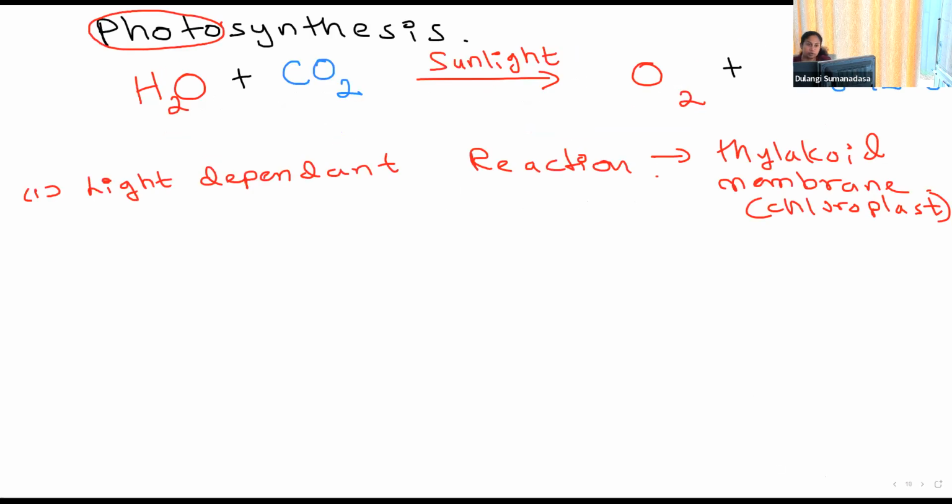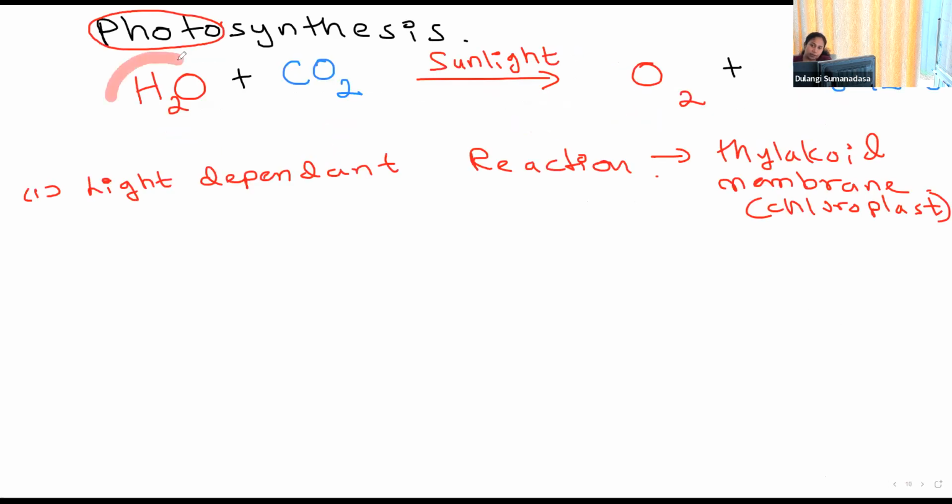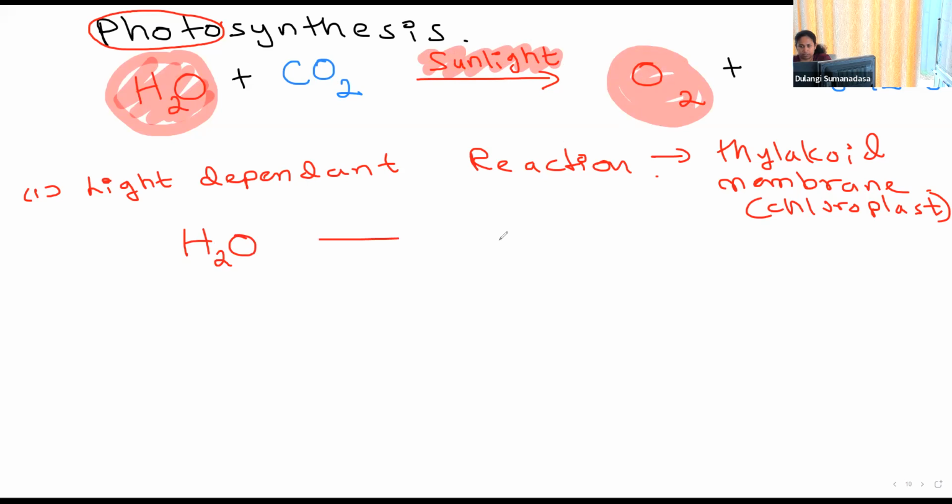So let's split the water molecules. I'll do this part again. You need to see the H plus. So go back to light dependent, don't take anything else. We are taking only the red ones. You take water in the presence of sunlight and split it into oxygen.